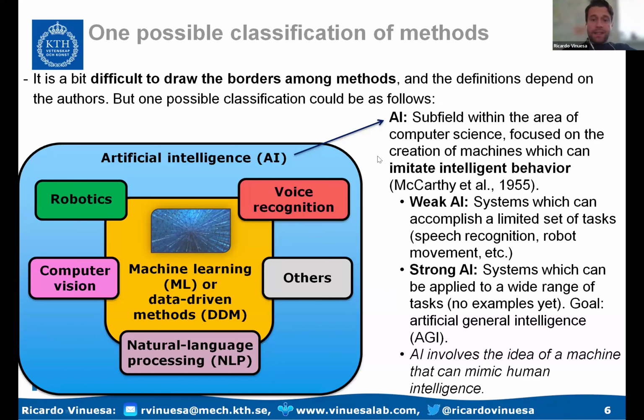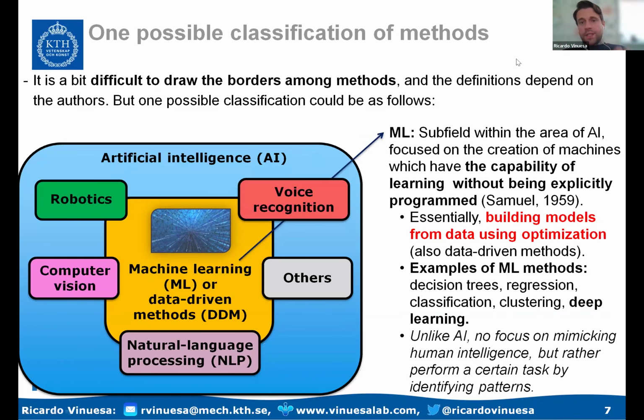The idea of AI is that it involves a machine that can mimic human intelligence. That's the main idea connected with AI. And some of the methods that are related to it have to do with robotics, computer vision, natural language processing, voice recognition, and many others. That's AI, the general concept.